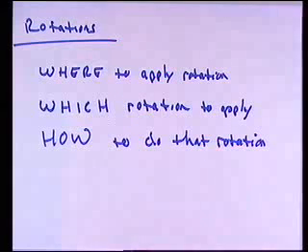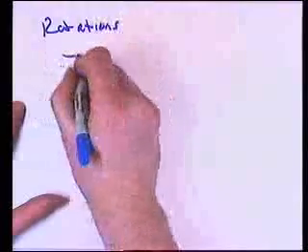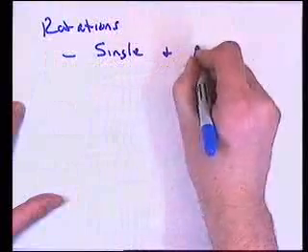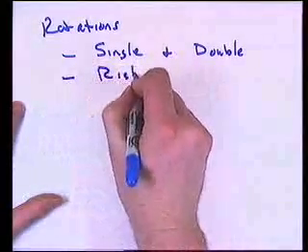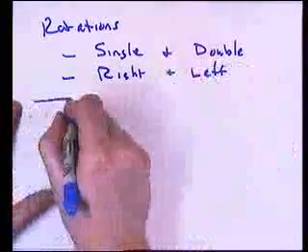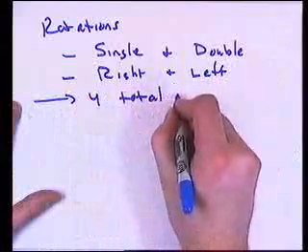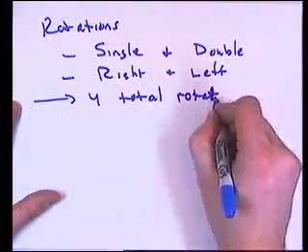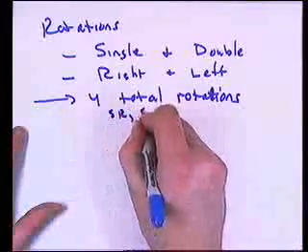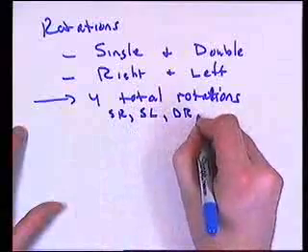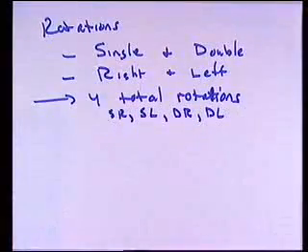What we need to talk about now is exactly what rotations are and how to go about dealing with them. So, we have two types of rotations, a single and a double. That's one way of putting it. We can also say that we have two types of rotations, right and left. Therefore, in reality, we have four total rotations. We have a single right, which I'm going to abbreviate SR. We have a single left, which I will abbreviate SL. We have a double right, which is DR, and then double left would be DL. And those are our rotation types.